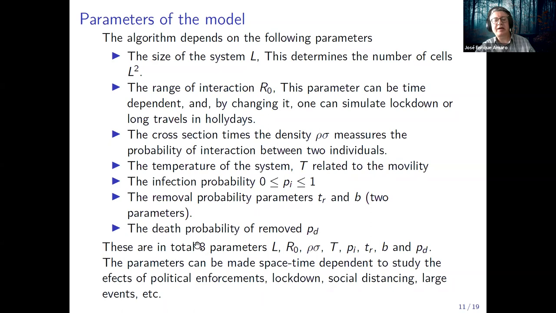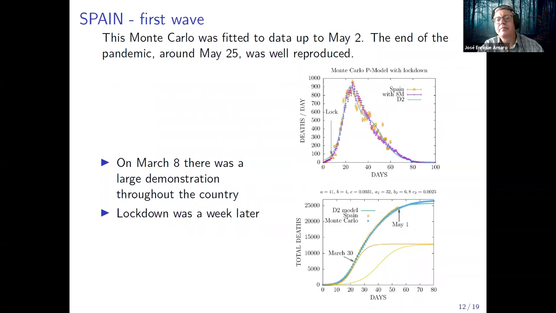And these can be made space-time dependent also. Usually they are constant, but it's very easy to change them and make them space-time dependent to study the effects of political enforcement, lockdown, social distancing with time, large events, and so on. So with these 8 parameters, we can describe the data, with the parameters fitted to data.